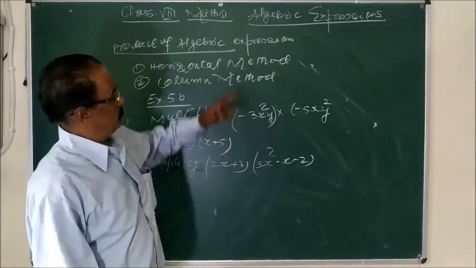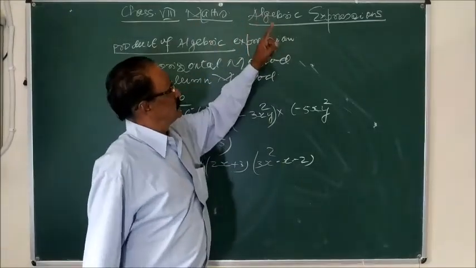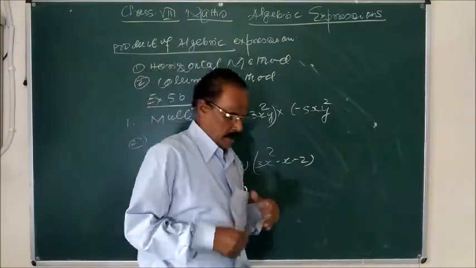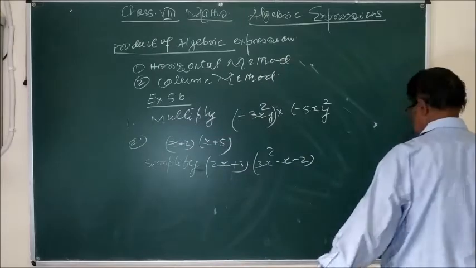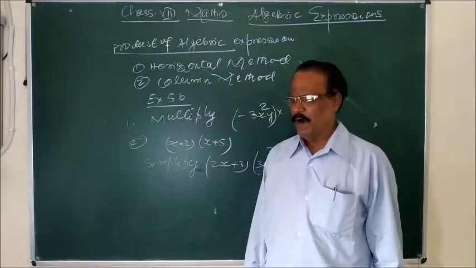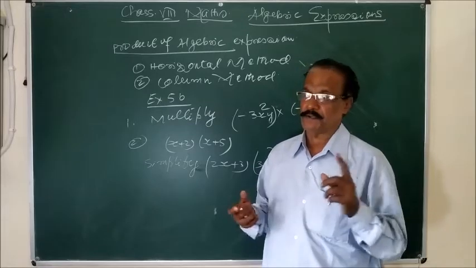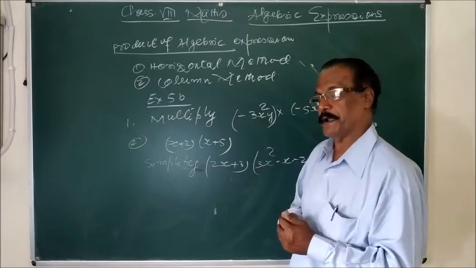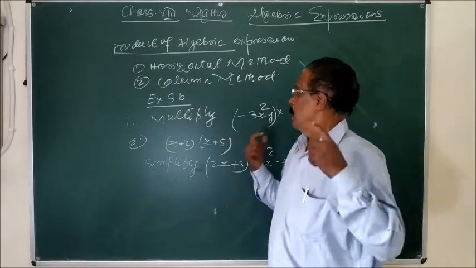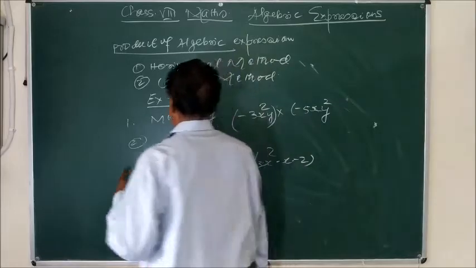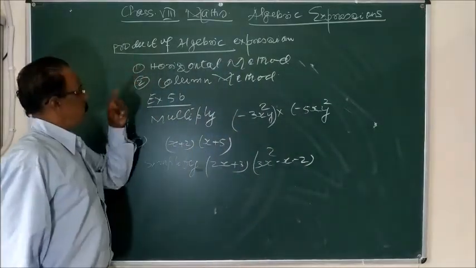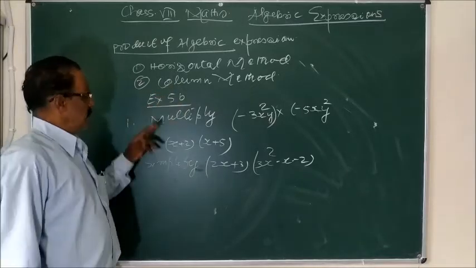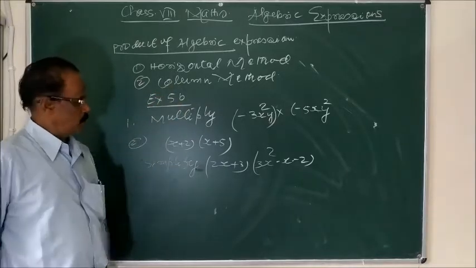Now we have today's chapter, algebraic expressions. In these algebraic expressions, we have learned how you can find the sum of given expressions and the difference. Today we will concentrate on multiplication of algebraic expressions. There are two methods, the horizontal method and the column method. Now we have three questions before you.